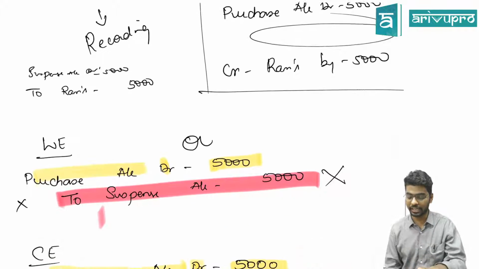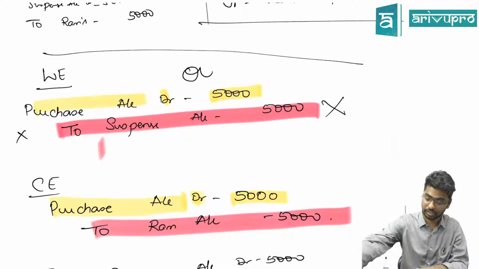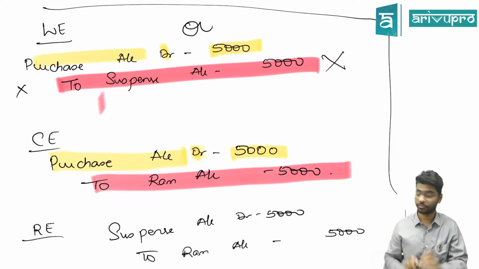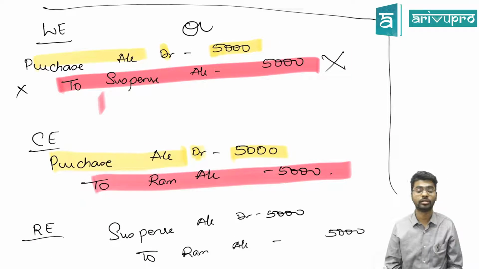How many of you guys understood this one? First bench. This one you understood. Wrong entry, correct entry, rectified entry. No? Then ask, no. Ask. Thank you.